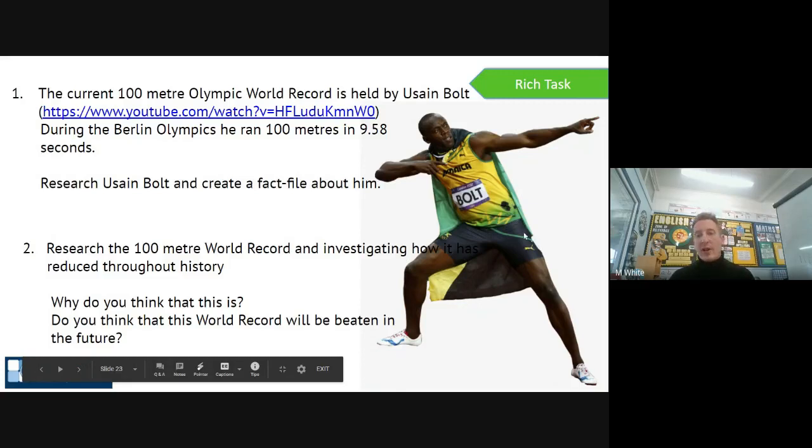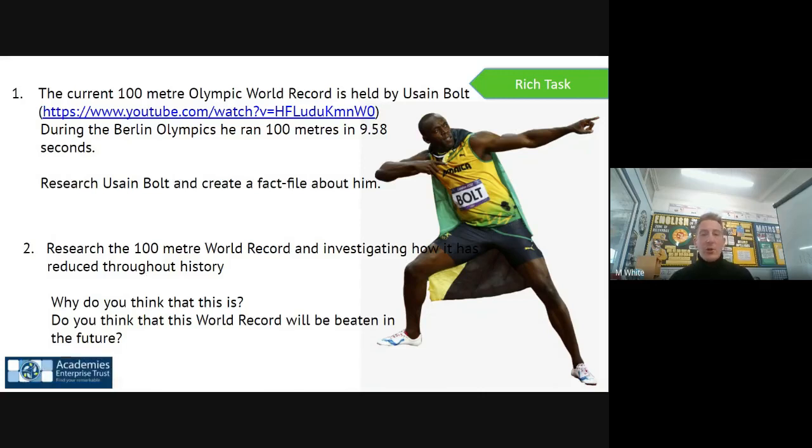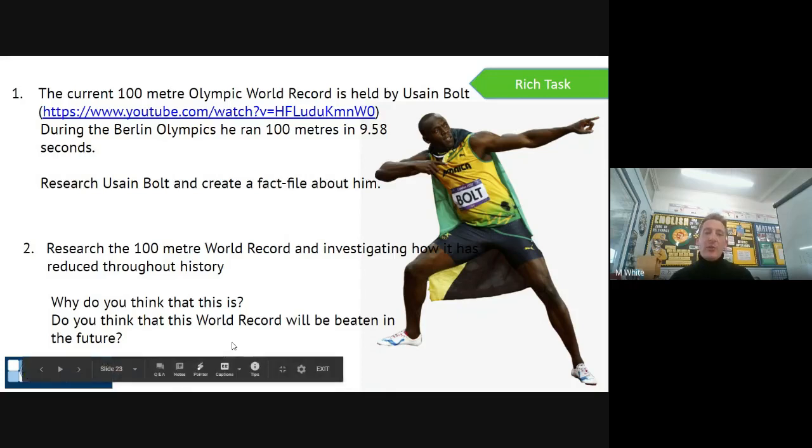So he's not actually wearing a cape. So don't get worried about thinking, is he some sort of superhero? That is the Jamaican flag that he's wearing to celebrate. But think about, has the equipment that they use when they're doing different Olympic events or swimming, for example, has that changed and allowed them to go quicker? So does technology play a part?